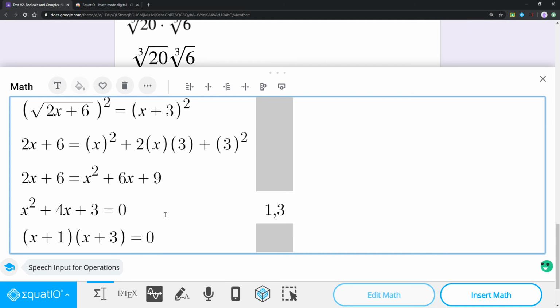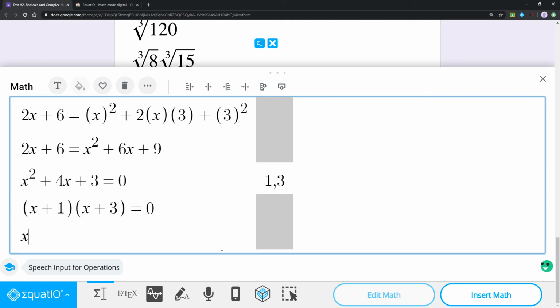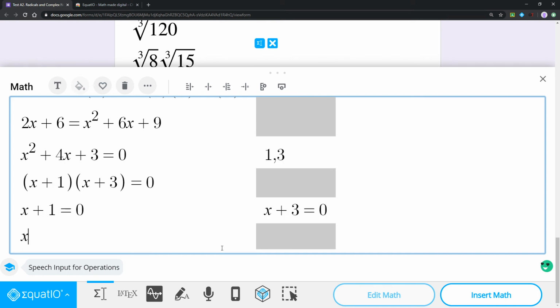All right, so I've factored it. It's set equal to 0. Using zero product property, I set each factor to 0 and solve. And actually, this is a point where I could use my two columns. I could have x plus 1 equals 0 here, and x plus 3 equals 0 there. Over here, I'd get x equals -1. Here, I'd get x equals -3.